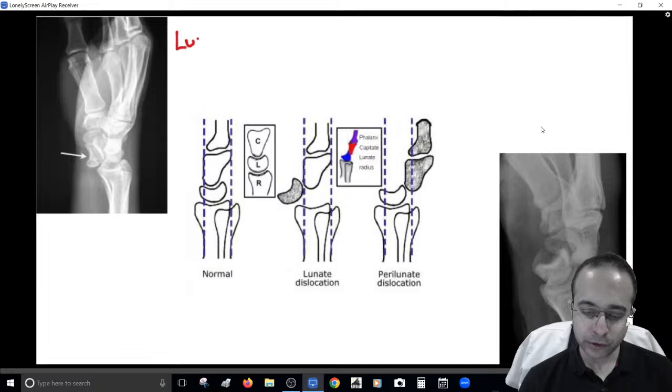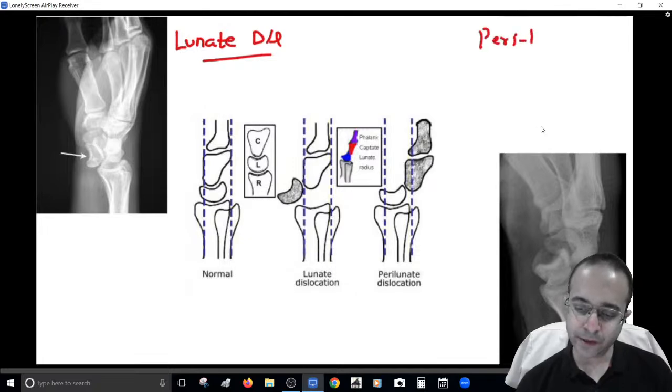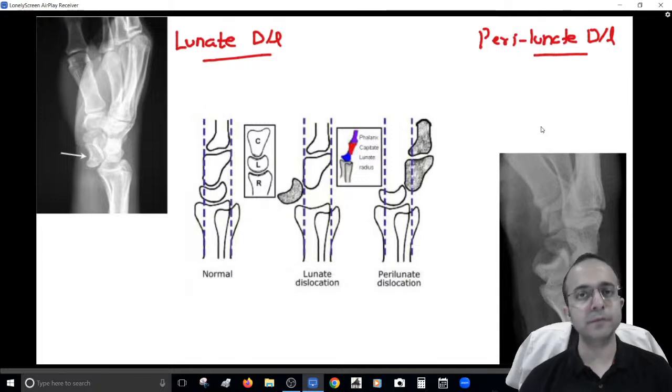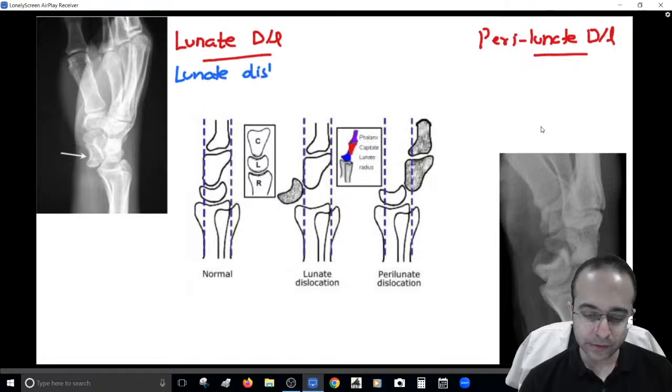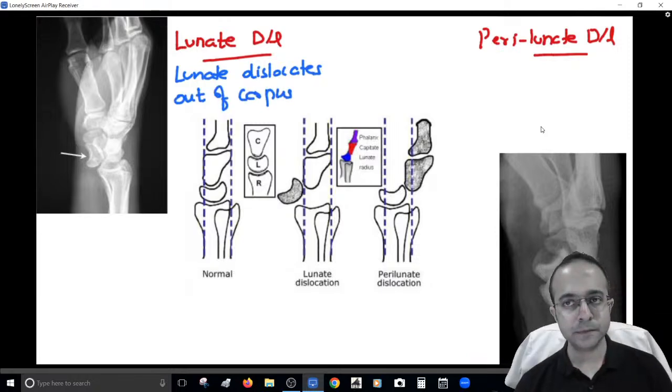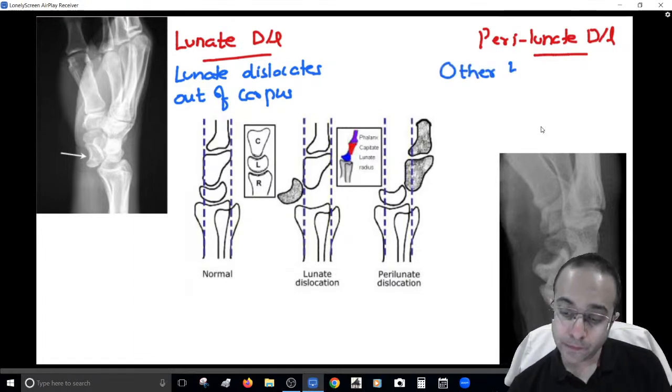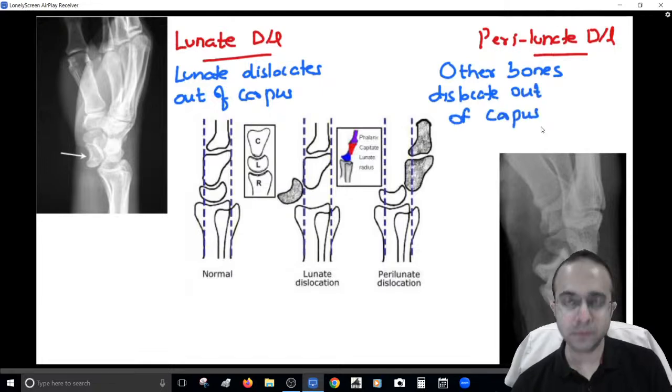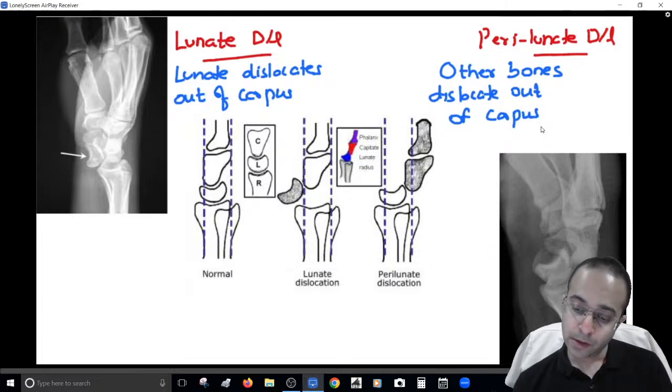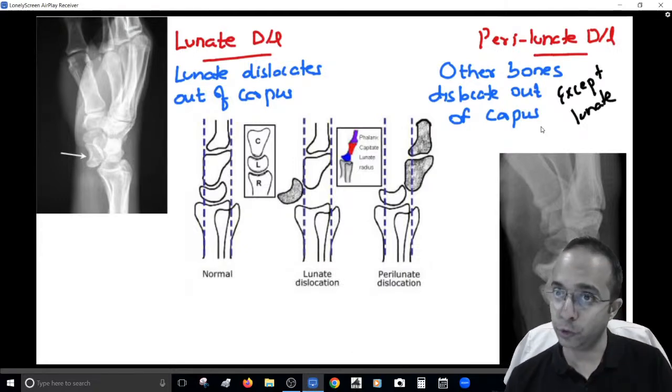See, there are two category of dislocations you may have at the wrist. One is lunate dislocation, and the second category is called a perilunate dislocation. Now guys, in lunate dislocation, you will simply find that it is lunate that dislocates out of the carpus. Fine. But in perilunate dislocation, what you will find? Other bones dislocate out of carpus. So please mind you. Other bones means bones except this bone lunate. So all other carpal bones will dislocate, but not lunate.